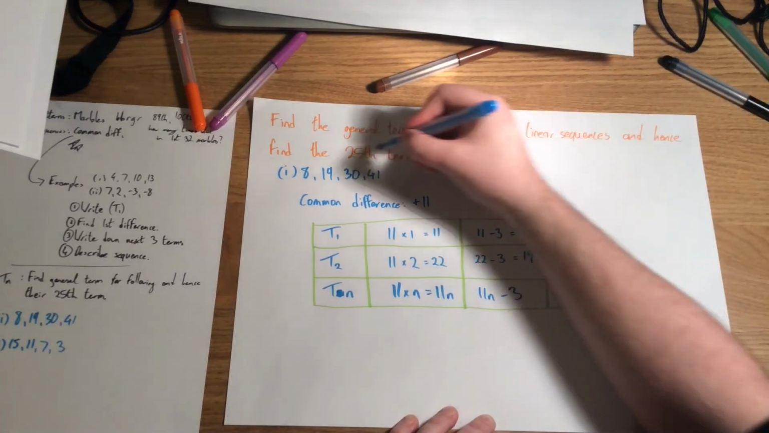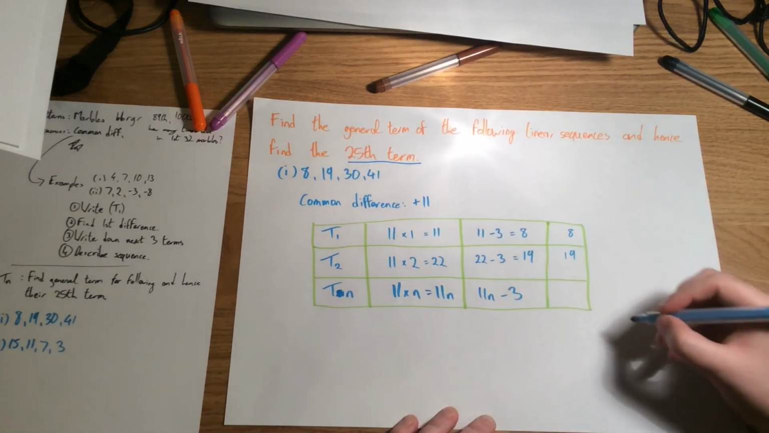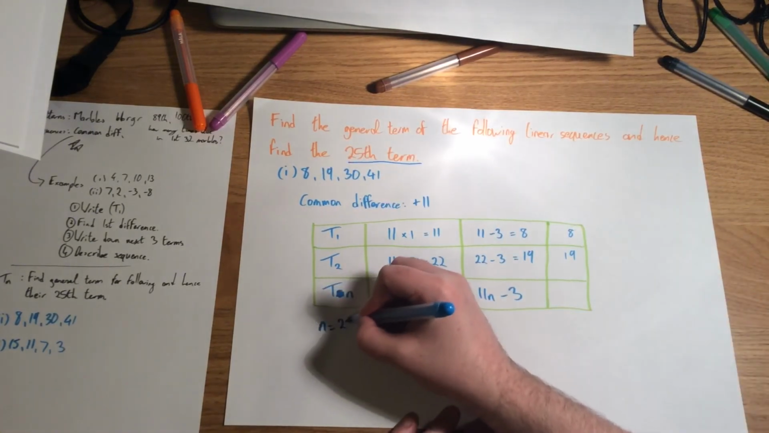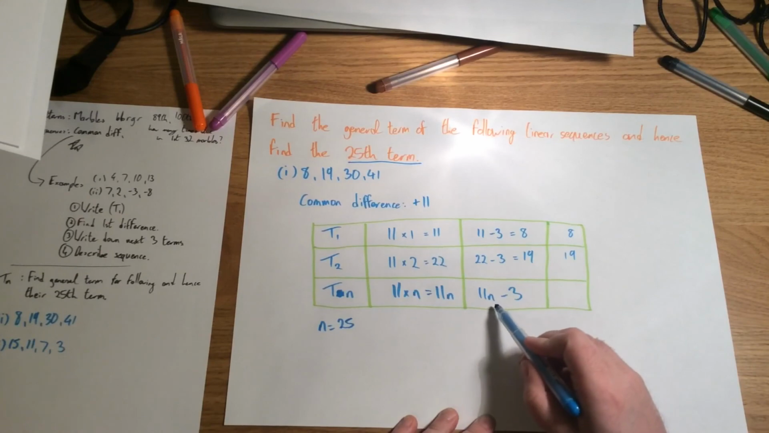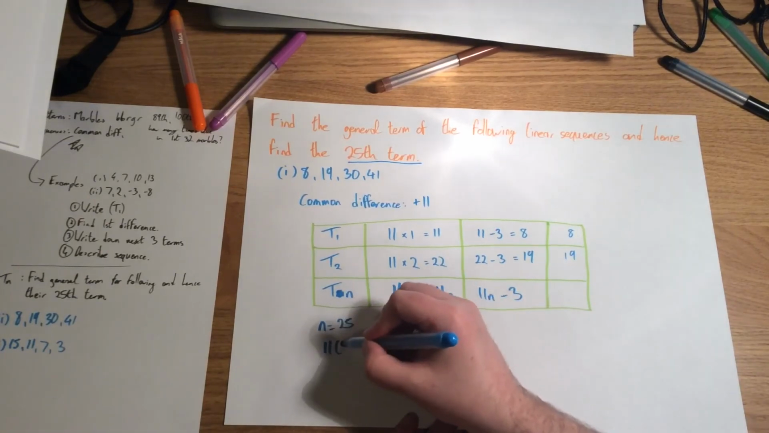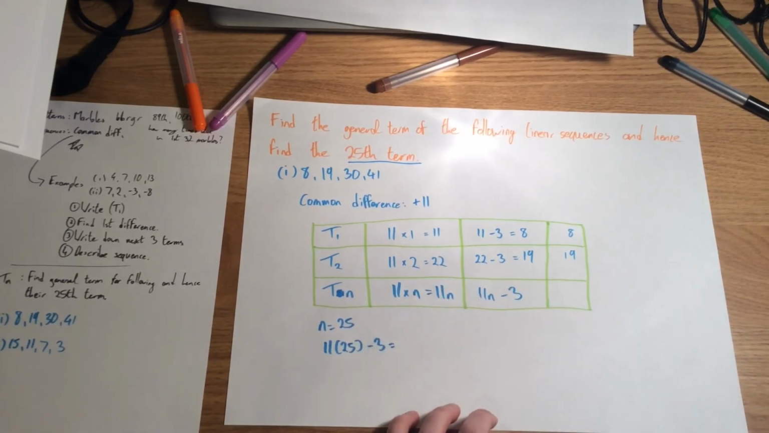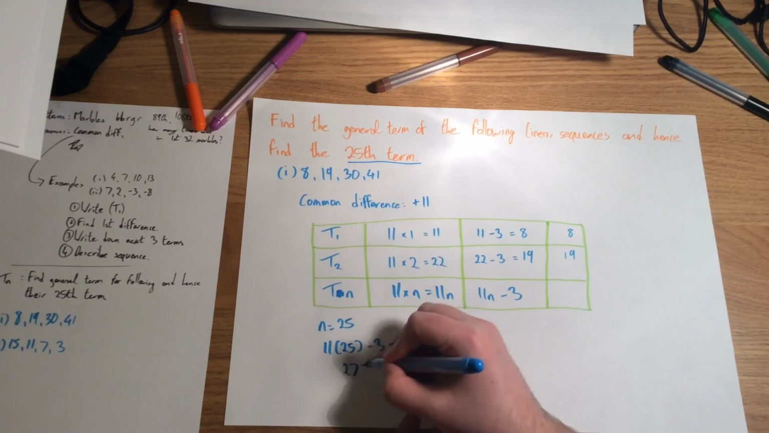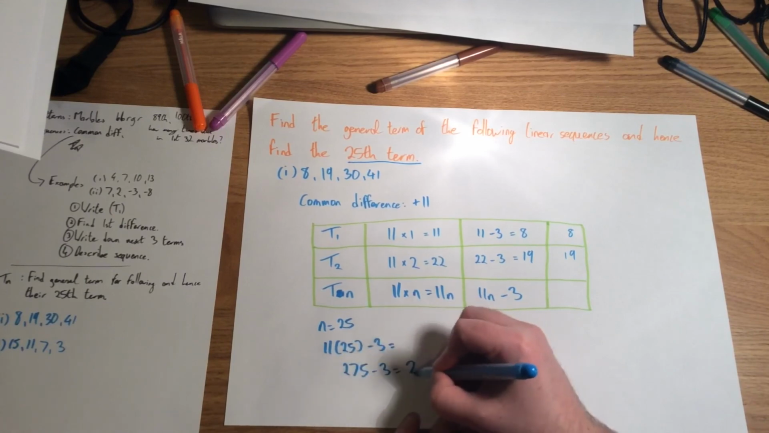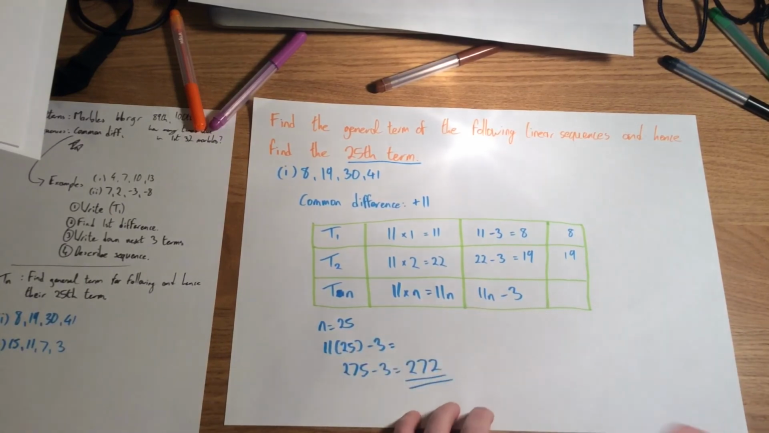So remember, the question did say hence find the 25th term. So in other words, n is equal to 25. And now I have my general term. So it becomes 11 multiplied by 25, and then I'm going to take away 3. So 11 multiplied by 25 is 275, minus 3 is going to be 272. Okay? And that is the 25th term.